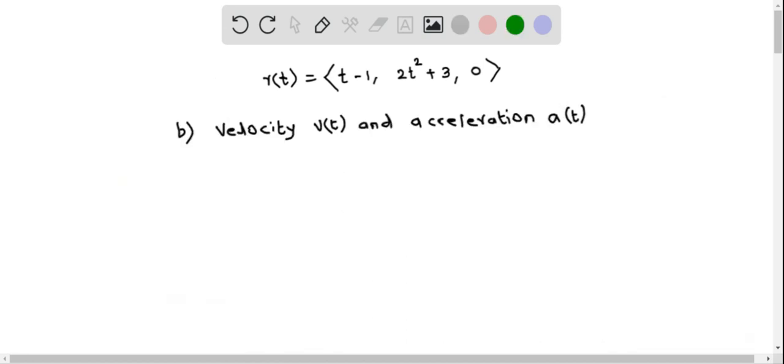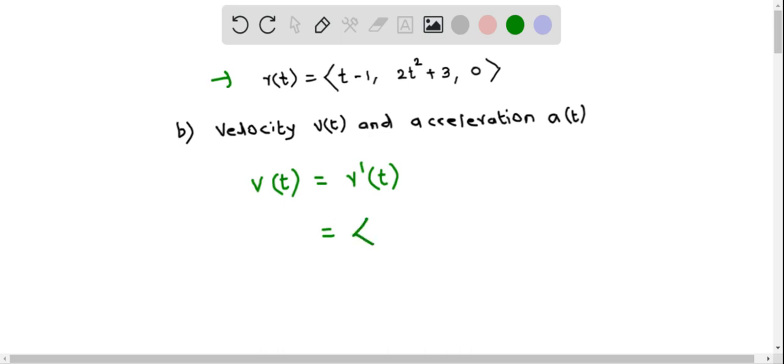Let's do part B. Here we find the velocity function and acceleration function. We write the velocity function, that is v of t, and this is basically the derivative of the position function, which is written as r prime of t. So let's find r prime of t. For this, we find the derivative of r of t. We have to find the derivative of each of the components inside the bracket.